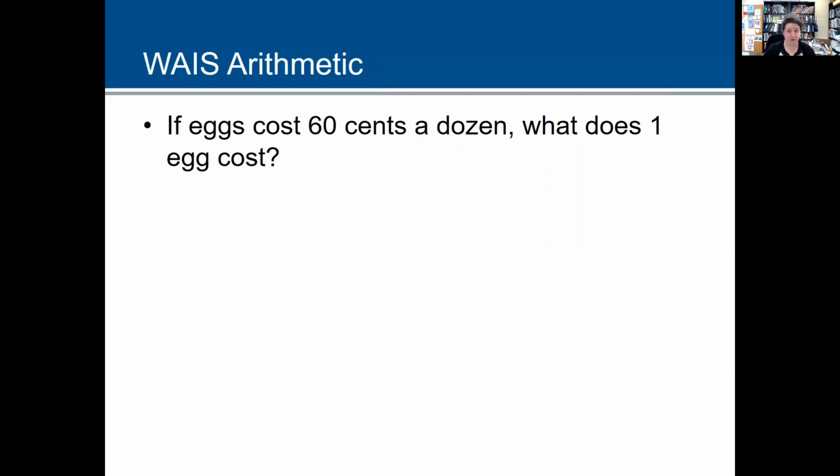Arithmetic is your ability to do mental arithmetic. It really ends up being another task of working memory. So if eggs cost 60 cents a dozen, what does 1 egg cost? Right? You're dividing 60 cents by 12 in that moment. And so you have to be able to do that on the fly.